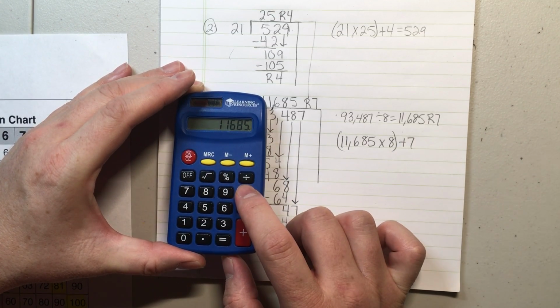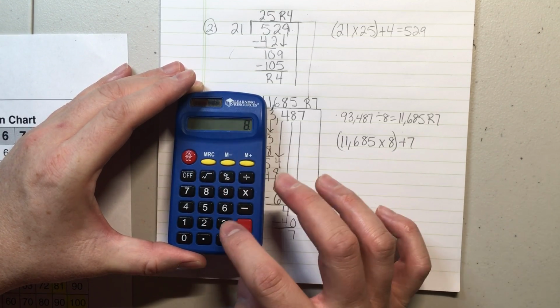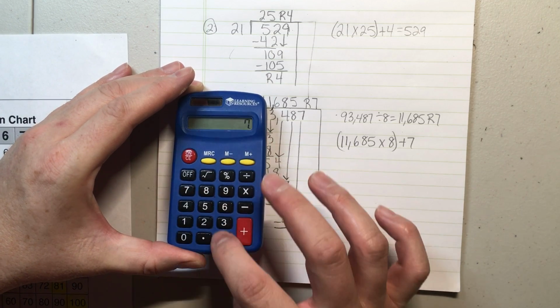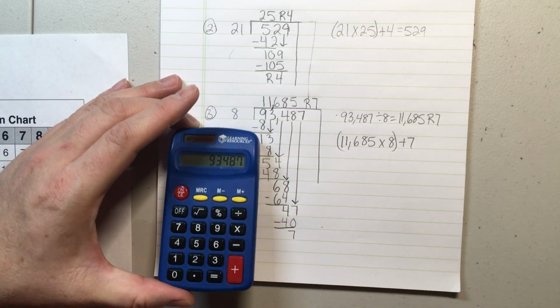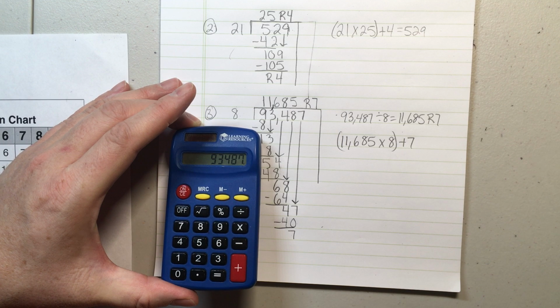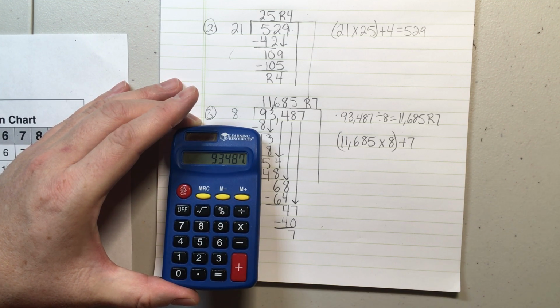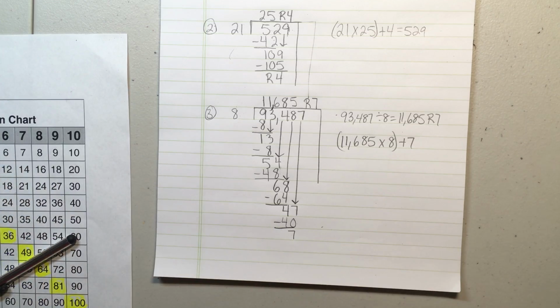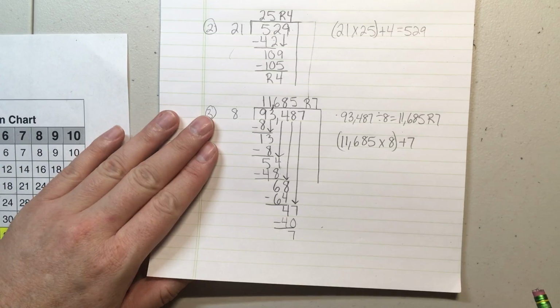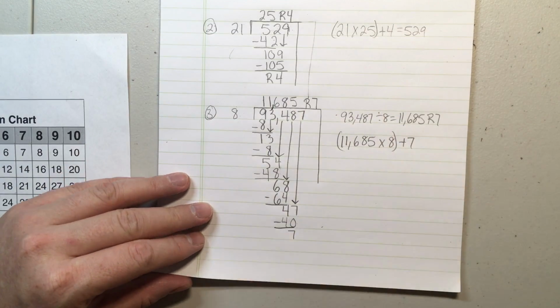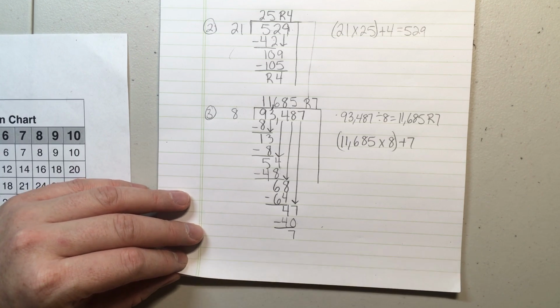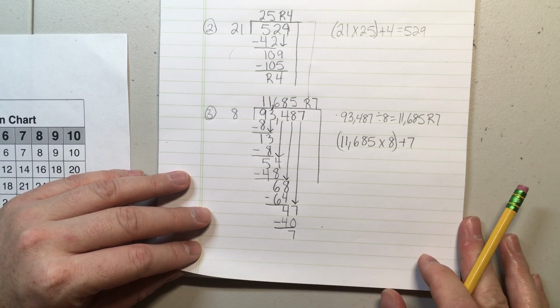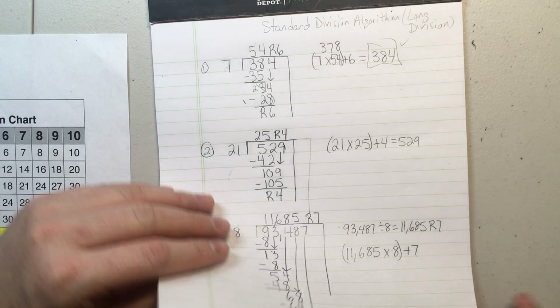11,685 times 8 plus 7 equals 93,487. Okay. So that's basically the gist on the standard division algorithm. I'll do one more example.